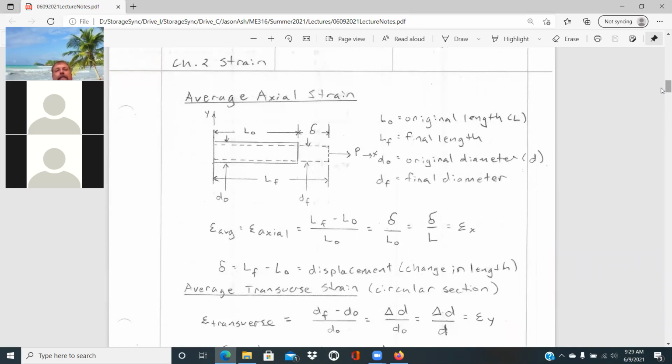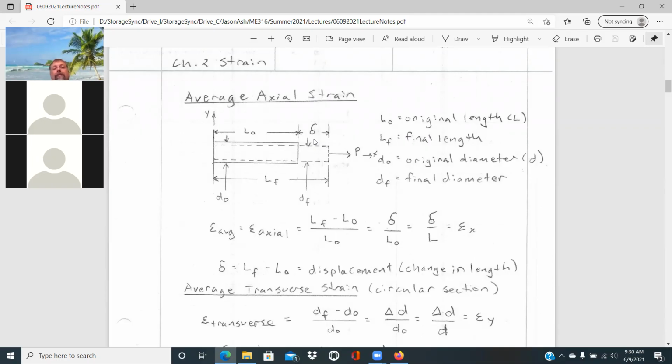Then we can move on to chapter 2 that deals with strain. And we have an average axial strain. Looking at the parameters here, we're talking about an axial loading condition. We're showing tension where we have a load P stretching this out. And so we have the original length L0 that's going to stretch to a final length L final. The corresponding displacement that would occur would be equal to L final minus L original.